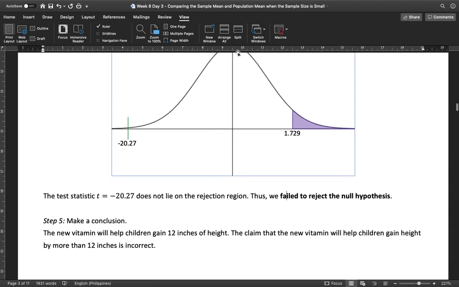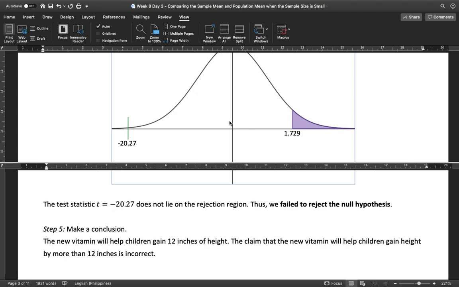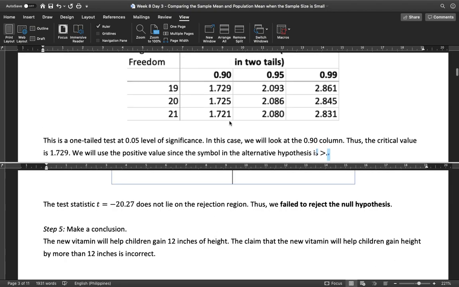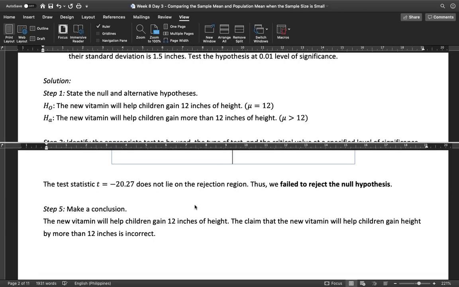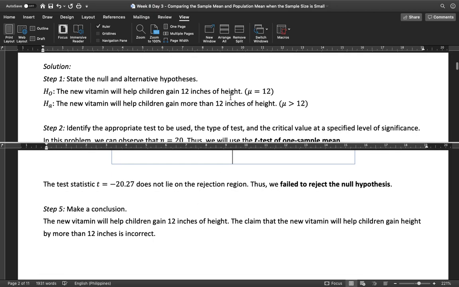So, step 5, make a conclusion. Pag ganun, balik tayo kay hypothesis natin. So, split ko yung document dito. Ano yung null hypothesis? We failed to reject the null hypothesis, so yun pa rin gagamitin natin, yung null hypothesis. The new vitamin will help children gain 12 inches of height.